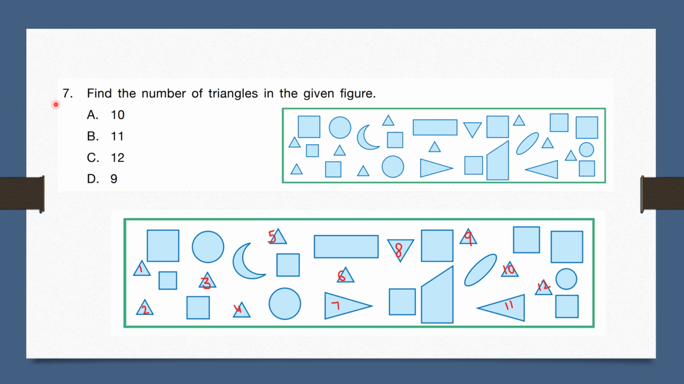Question number 7. Find the number of triangles in the given figure. Let's count the triangles. 1, 2, 3, 4, 5, 6, 7, 8, 9, 10, 11, 12. So in the given figure we have 12 triangles. So our answer is option C.